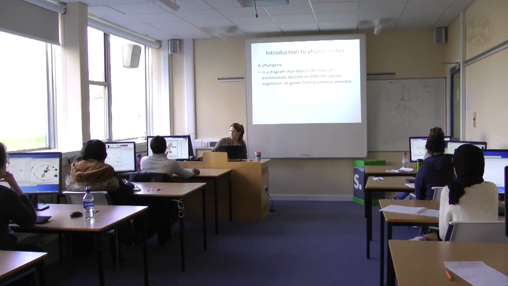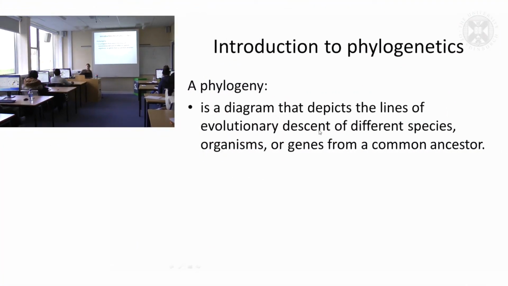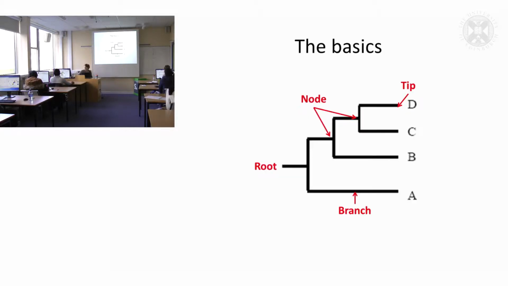So I think Ross introduced you to phylogenetics, so you should all be experts, right? You should all know all about phylogenetic trees and that kind of thing. But basically, a phylogeny is a diagram that shows evolutionary descent of, it can be the same species or different species from a common ancestor, so how much they've diverged from a common ancestor.